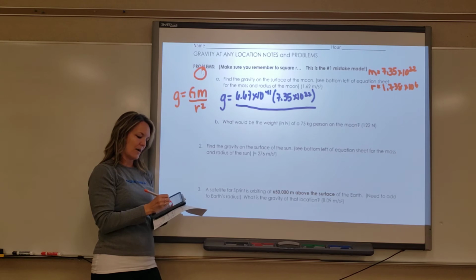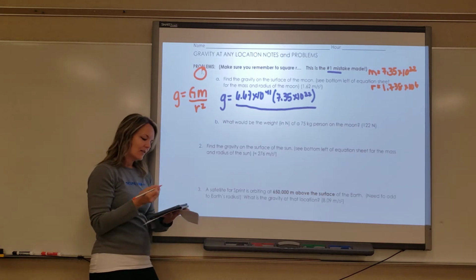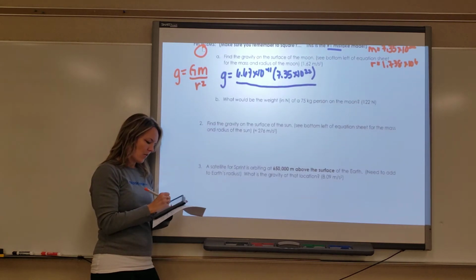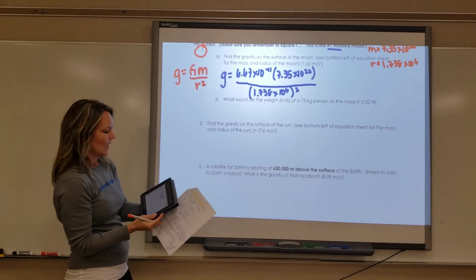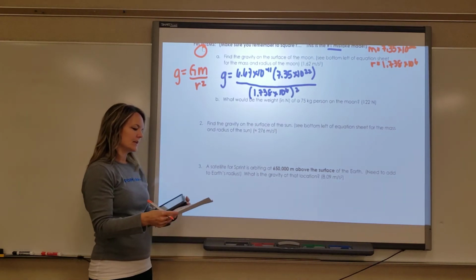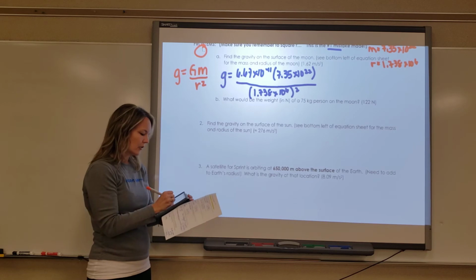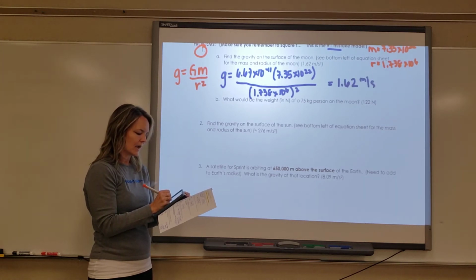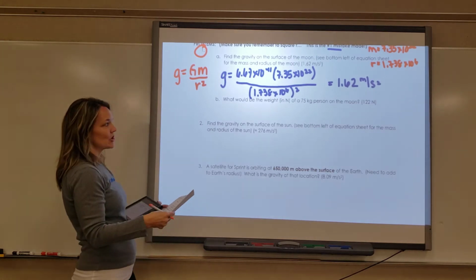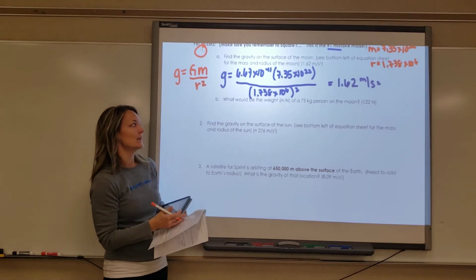That's the most common mistake that people make. The radius is 1.738 times 10 to the 6th, and I just need to plug that in. If you type this all into your calculator, the correct answer is 1.62 meters per second squared. Please check that and make sure you can get that to work.